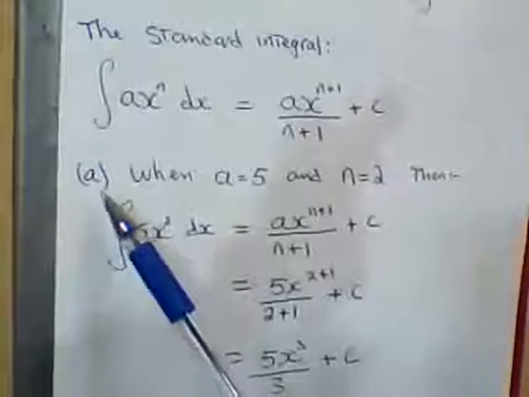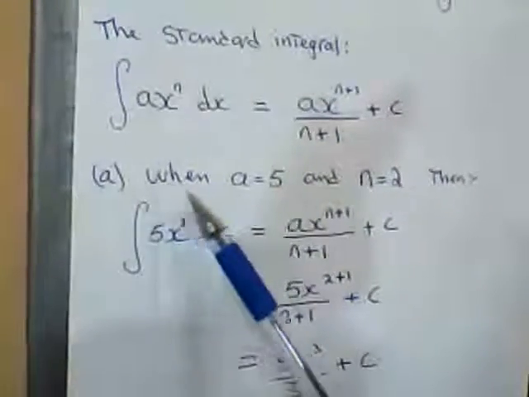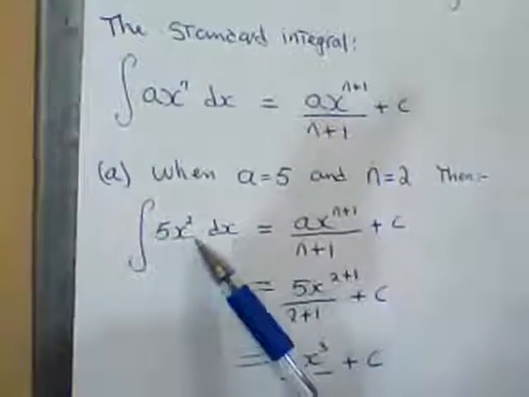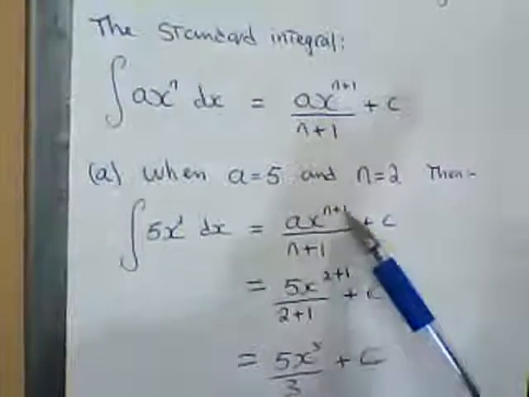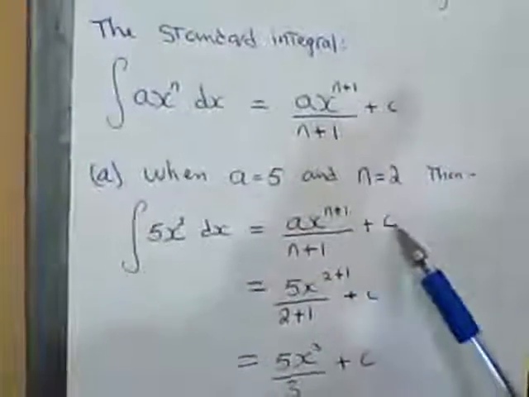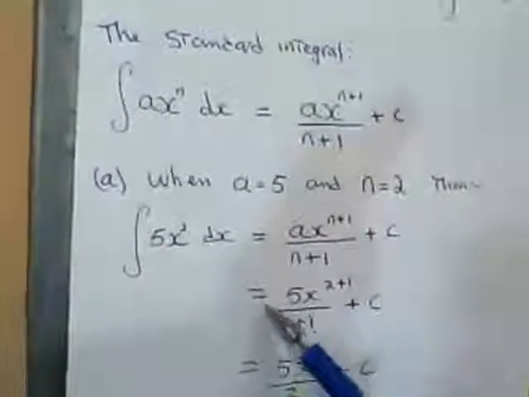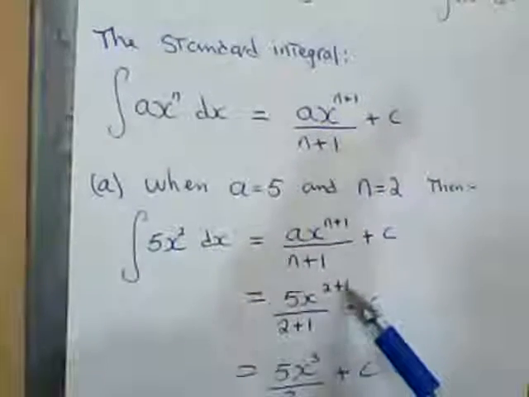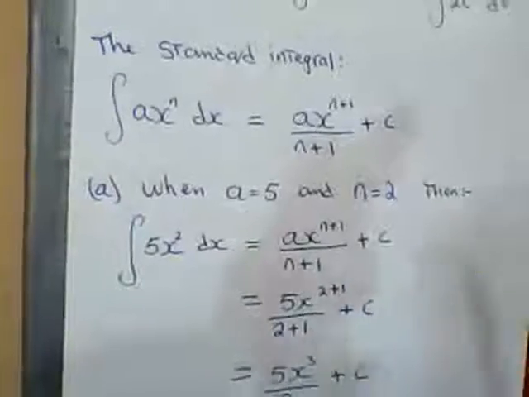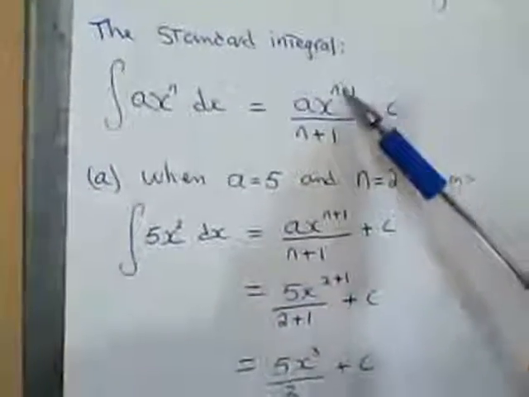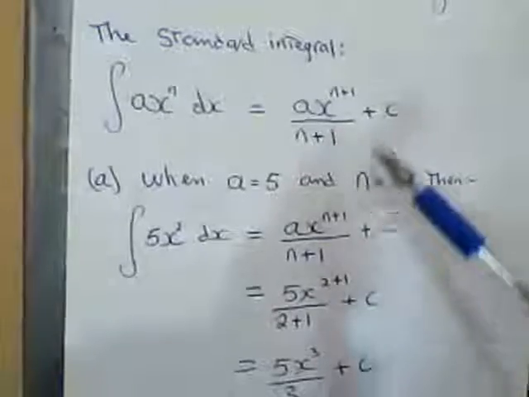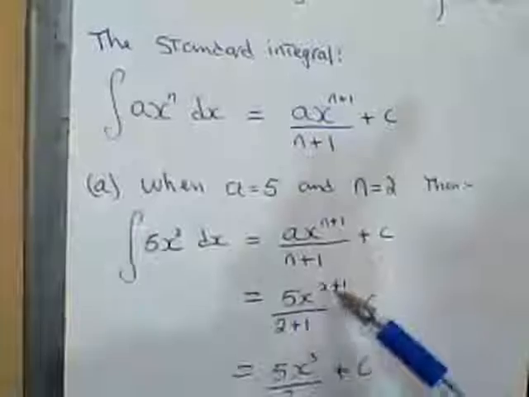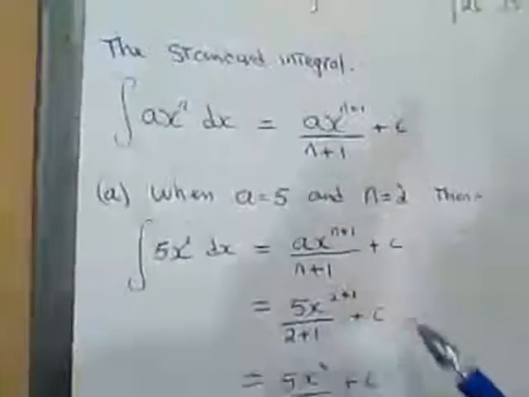Now, let's look at A first. When a equals 5 and n equals 2, then 5x squared dx equals ax to the n plus 1 over n plus 1, plus c, which equals 5x to the 2 plus 1 over 2 plus 1. You need to remember these values relate to this section here, and that is where we're getting our values from. It is set out as a rule.